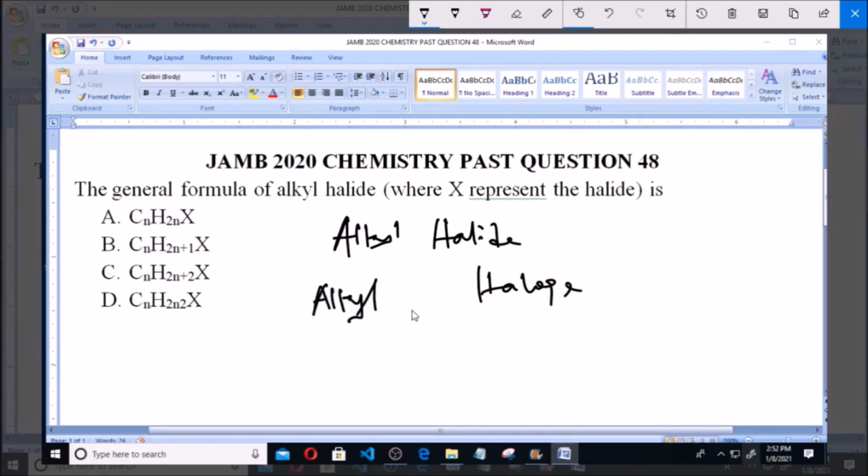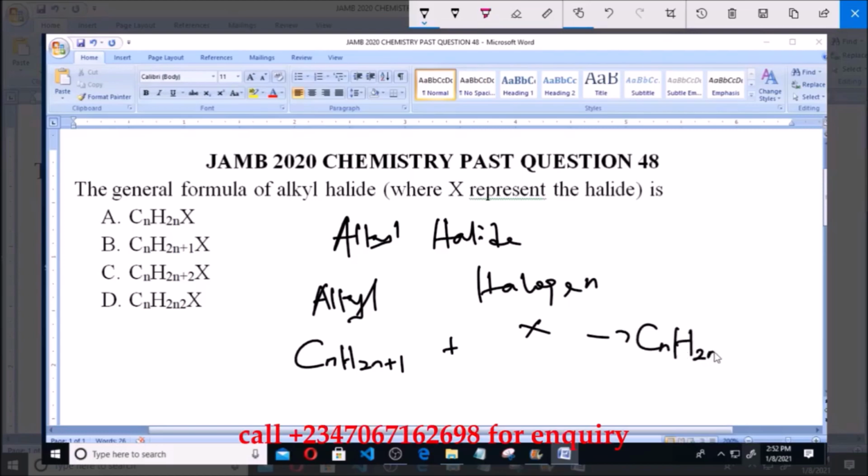Now, in organic chemistry, the alkyl group is represented by this formula, CnH2n+1. With the addition of halogen, which is represented as X, it will definitely give us CnH2n+1X. Now, this is what we call an alkyl halide. So the answer to this question is actually option B.